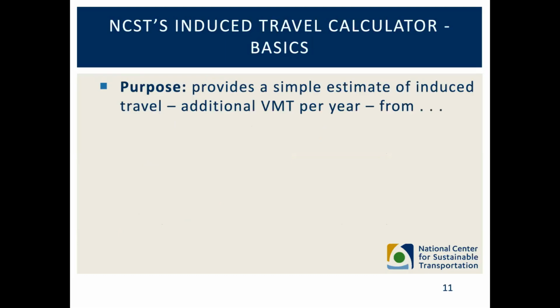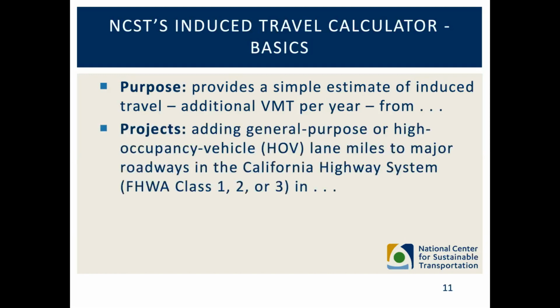So the purpose of our calculator is to provide a simple estimate of induced travel, so additional VMT per year from certain types of projects. And what type of projects does our calculator apply to? Well, it applies to projects that add general purpose or high occupancy vehicle lane miles to major roadways in the California highway system. And that includes roadways that have the Federal Highway Administration classification 1, 2, or 3.